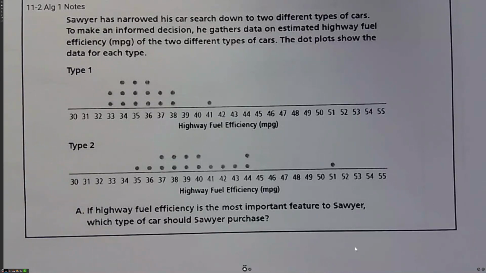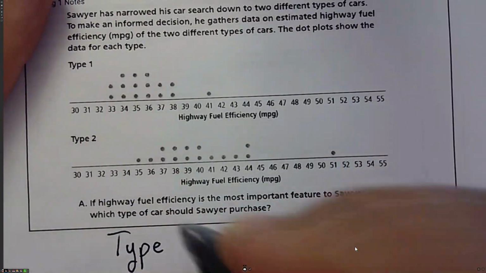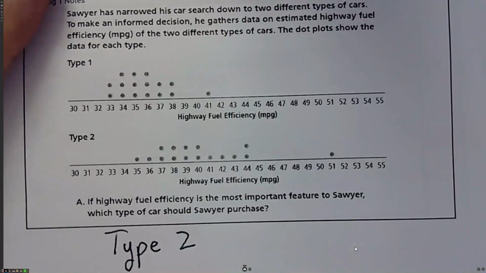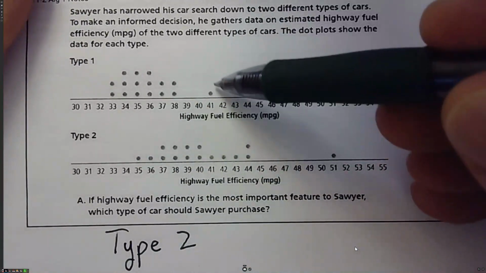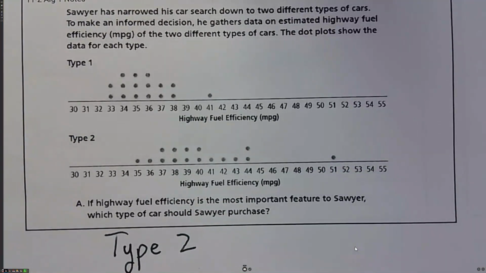What do we think? I totally agree, type 2. Now, I want to point out some things that some people would say. Obviously, this one in type 1 is better than a lot of the other type 2s, but it's kind of saying overall, which type should he purchase? And overall, he should purchase type 2.